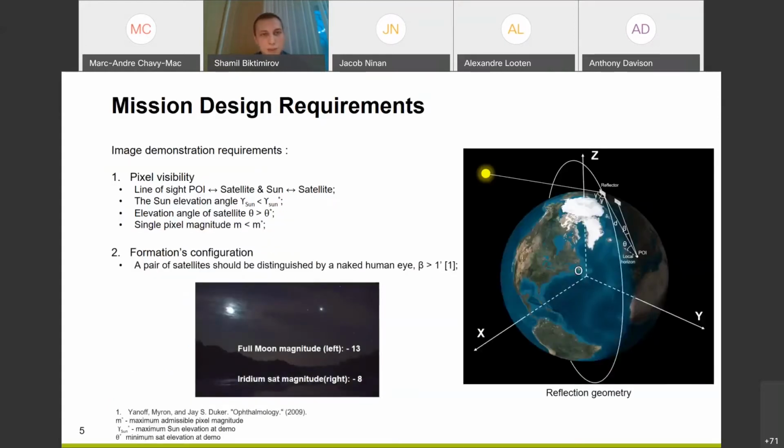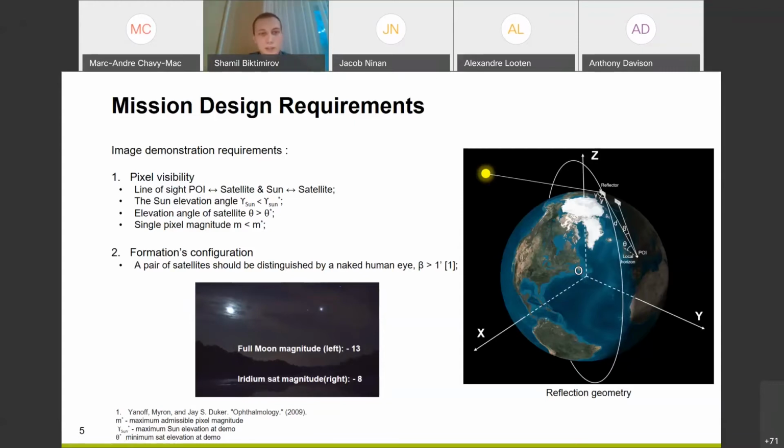Let's move on to the requirements of the image demonstration mission. Since we use the solar reflectors to illuminate regions and with this to project certain graphic images to the point of interest, there are some geometrical constraints for the mission. Of course, the satellite should be lit by the sun in order to reflect the sunlight to a specific point of interest on Earth. And it should be close to nighttime at the point of interest, and we define it by the sun elevation angle. It should be, for example, smaller than -5 degrees for good observation conditions.